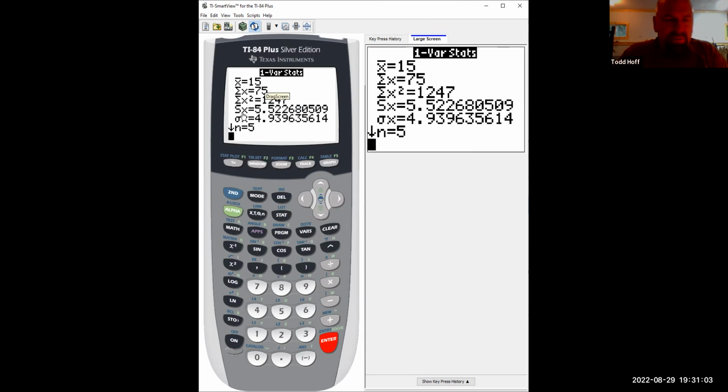Now, this next one, we have to be careful. Sx is the standard deviation if it's a sample. This one here is sigma x. That's the standard deviation if it's a population. So the symbol for a standard deviation is different depending on whether it's a population or a sample. S is the symbol if it's a sample. Sigma is the symbol if it's a population. So this is a sample, so it's 5.523 is the standard deviation.